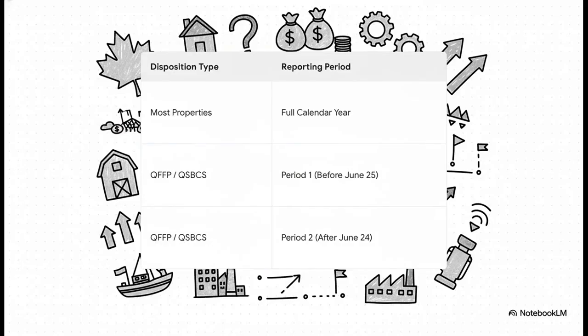Now, when you look at the 2024 version of Schedule 3, you might notice something new. It's split into 2 periods. Before you panic, for most people selling stocks or mutual funds, this doesn't change a thing. The only reason for this split is to handle a change to a very specific tax break for owners of certain farms, fishing properties, or small businesses. So unless that's you, just carry on as usual.